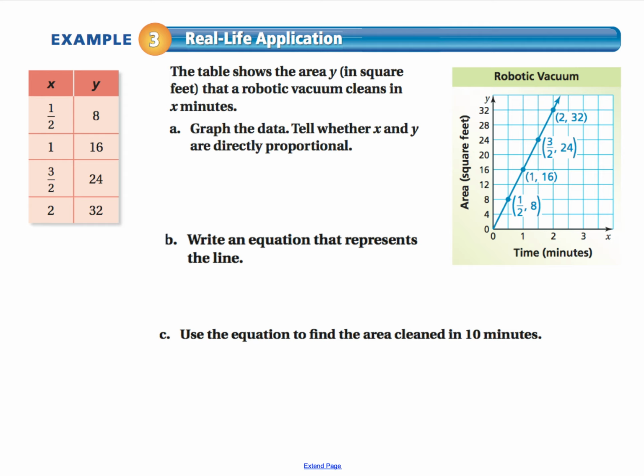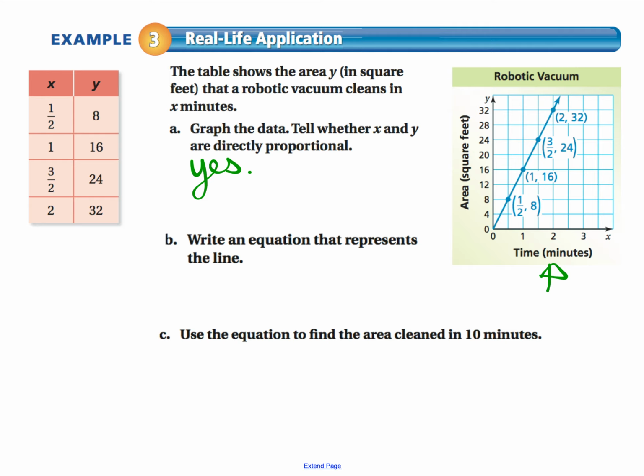Okay, the table shows the area y in square feet that a robotic vacuum cleans in x minutes. Graph the data, tell whether x and y are directly proportional. So we've got the data graphed over here. And just a quick look at that graph. It is a straight line. It goes through the origin. So it definitely shows direct variation. They are proportional.